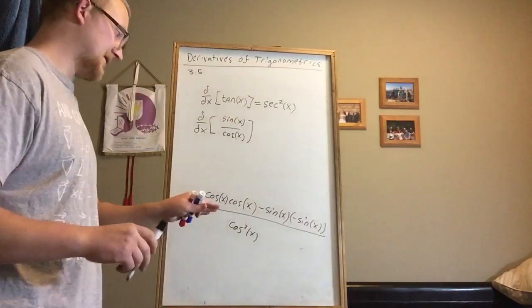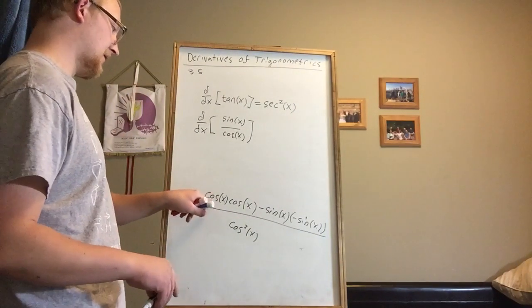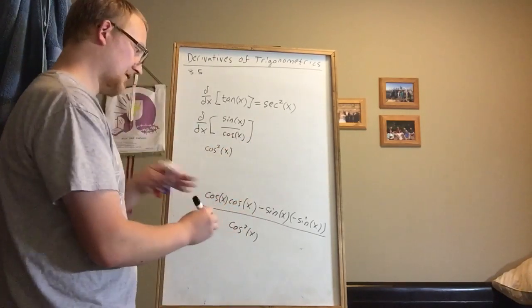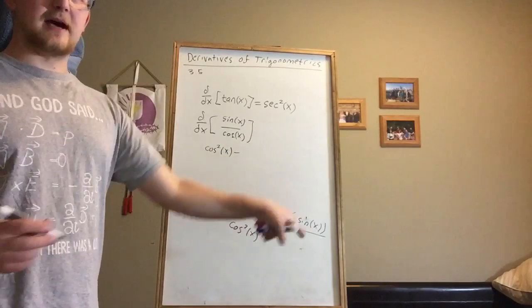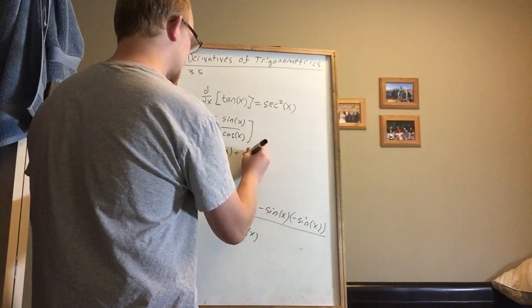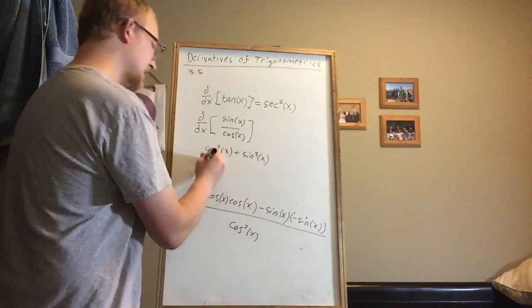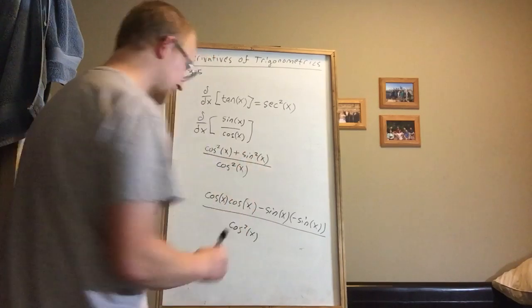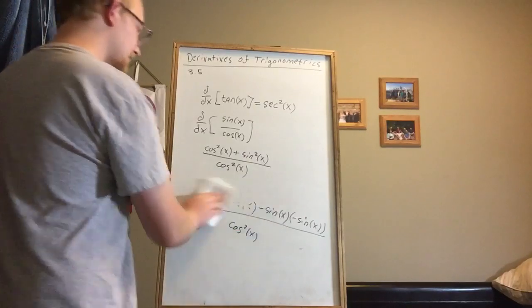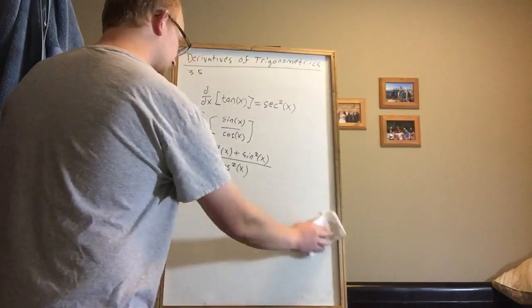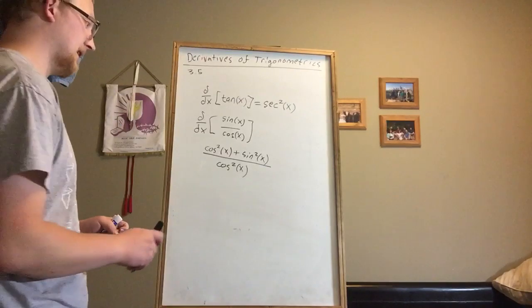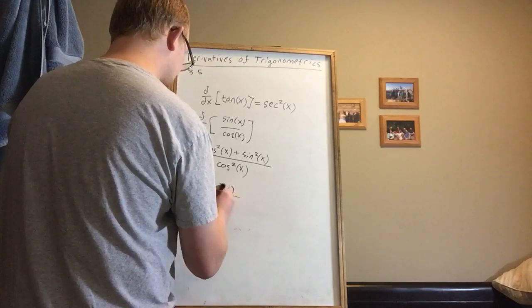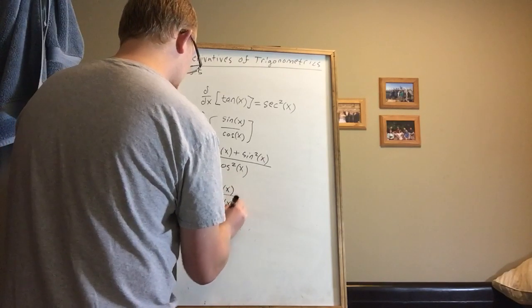Alright, so now what we're going to do is simplify. We've got cosine x times cosine x. That's going to be cosine squared x, because there's two of them multiplied together. Minus sine x times minus sine x is positive sine squared x. And all this is over cosine squared x. Now that we're at this point, we can split the fraction into two parts.